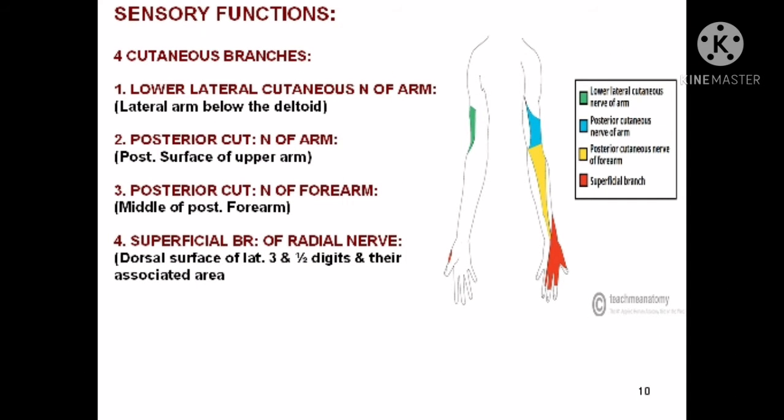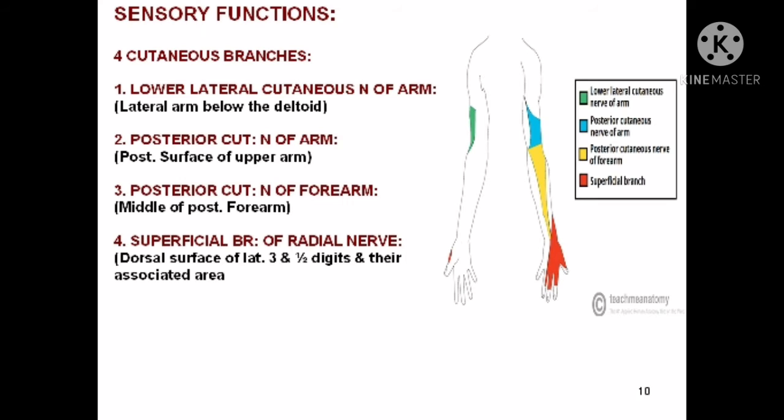The sensory functions of the radial nerve. The radial nerve gives four cutaneous branches. Number 1, the lower lateral cutaneous nerve of the arm, as shown in the diagram by green color. The lateral arm below the deltoid is supplied by this nerve. Number 2, the posterior cutaneous nerve of the arm, supplies the posterior surface of the upper arm, shown by the sky blue color.